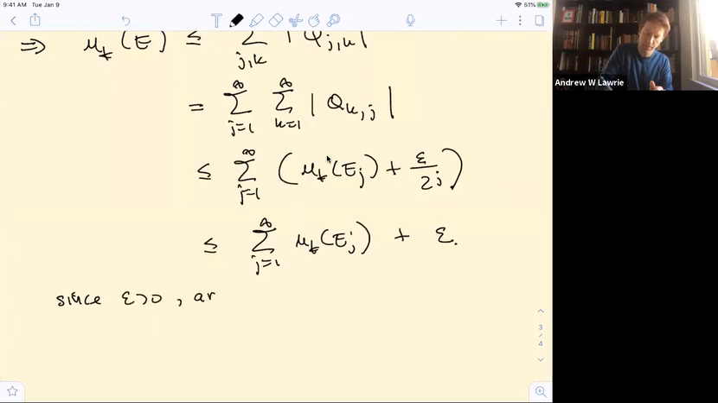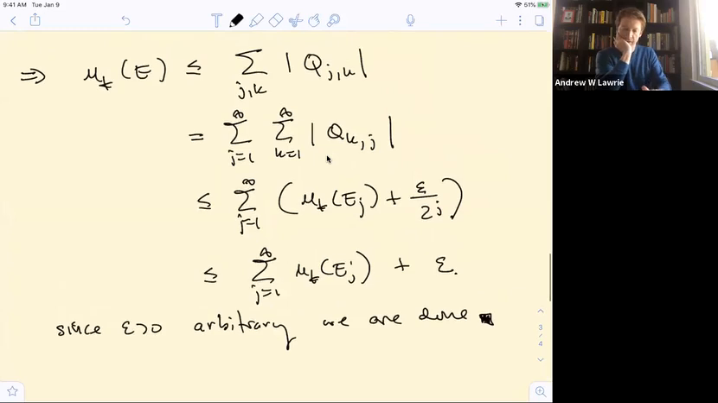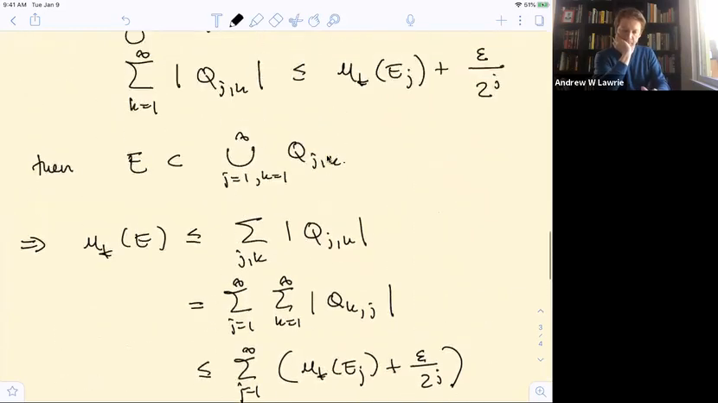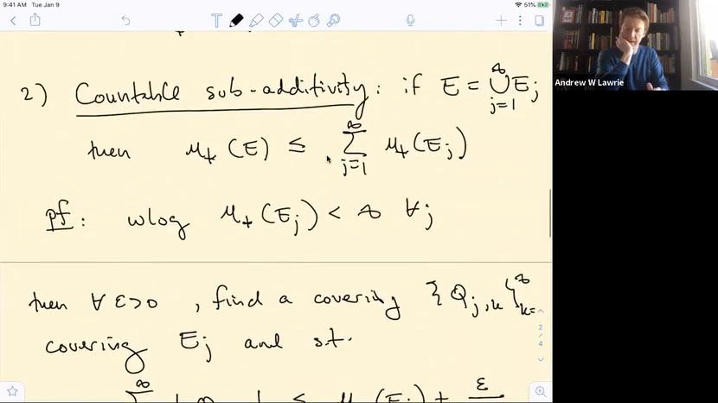It's arbitrary. So we just proved this property of countable subadditivity: the exterior measure of a set is smaller than or equal to the sum of the measures of the sets in any covering.